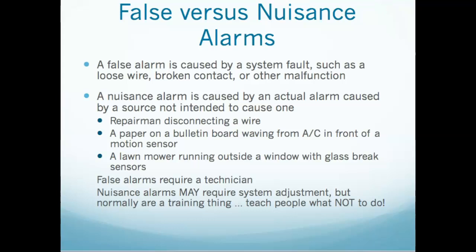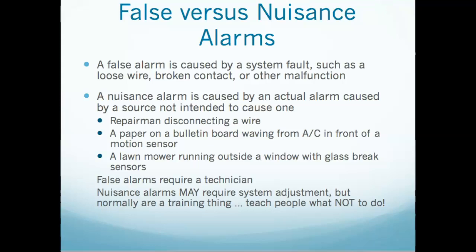A false alarm requires a technician to fix. If you're getting false alarms, it means your system is broken. If you're getting nuisance alarms, it means that you may need to adjust the system a little bit to make it a little less sensitive, but normally it's a training thing. You need to train people on what not to do. You need to go to that room where people are putting things up on the bulletin board and move the bulletin board. Or tell people, please use 2 thumbtacks to keep papers from blowing and setting off motion sensors, because the motion sensors are usually right there and people know they're there.